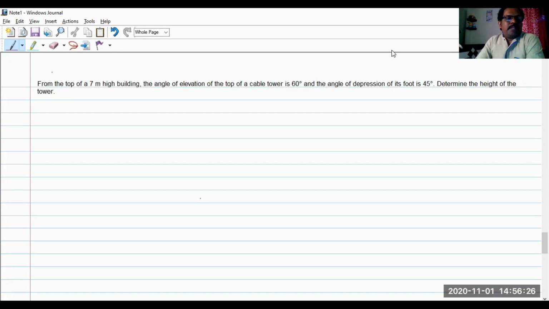Let's see the first example here. The question given is: from the top of a 7-meter high building, the angle of elevation of the top of the cable tower is 60 degrees and the angle of depression of its foot is 45 degrees. The question is to determine the height of the tower. So just try to understand the situation given in the example and then try to solve it. Okay, so let's see how it can be solved.